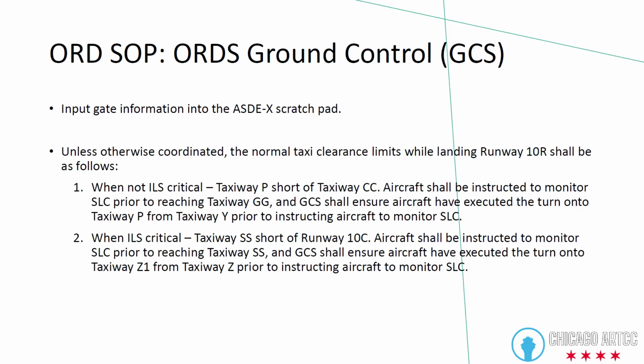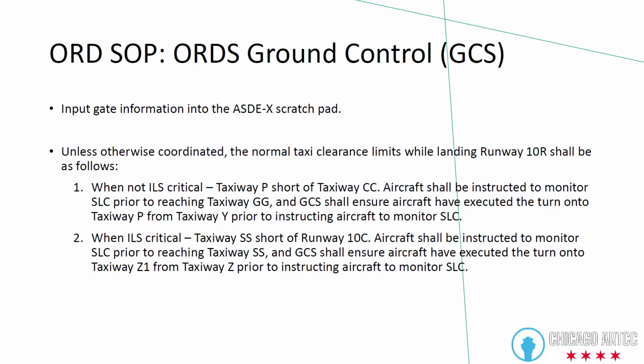Ground control south would be decombined with local control south for runway 10 right. Input gate information to the ASDX scratch pad. Unless otherwise coordinated, normal taxi clearance limits while landing 10 right shall be as follows when not ILS critical: Papa short of Charlie Charlie. Instruct aircraft to monitor south local control prior to reaching Golf Golf.